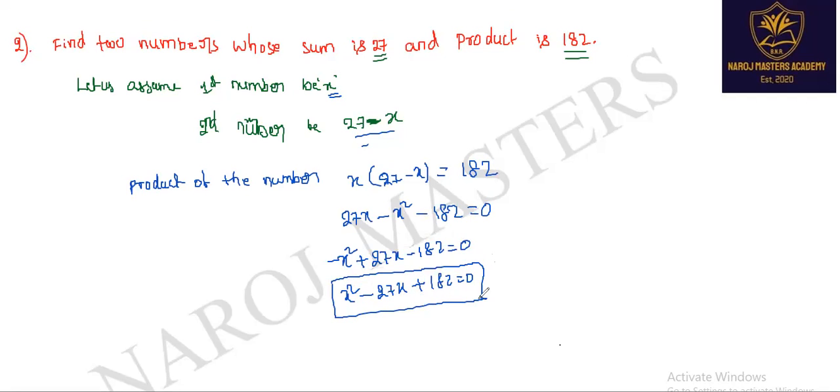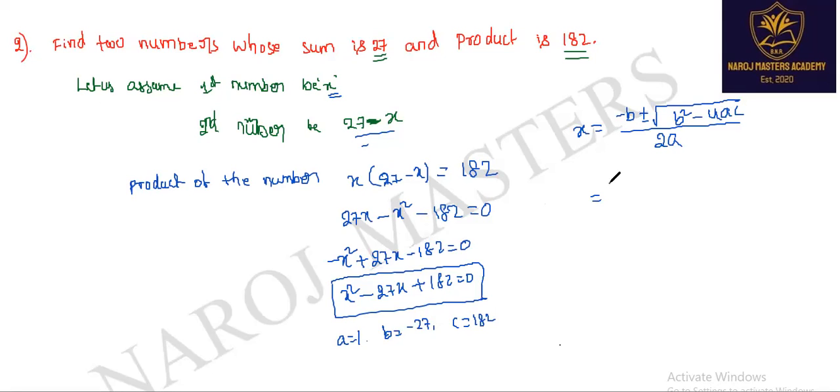Then use the quadratic equation formula, the roots of the quadratic equation formula. That is x is equal to minus b plus or minus under root of b square minus 4ac by 2a. Now here a is equal to 1, b is equal to minus 27, and c is equal to 182. Now substitute those values here. Then you will get two values.